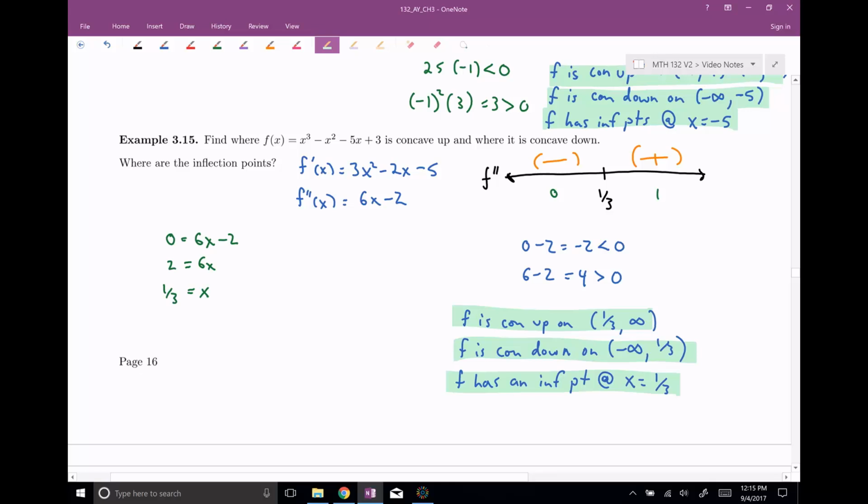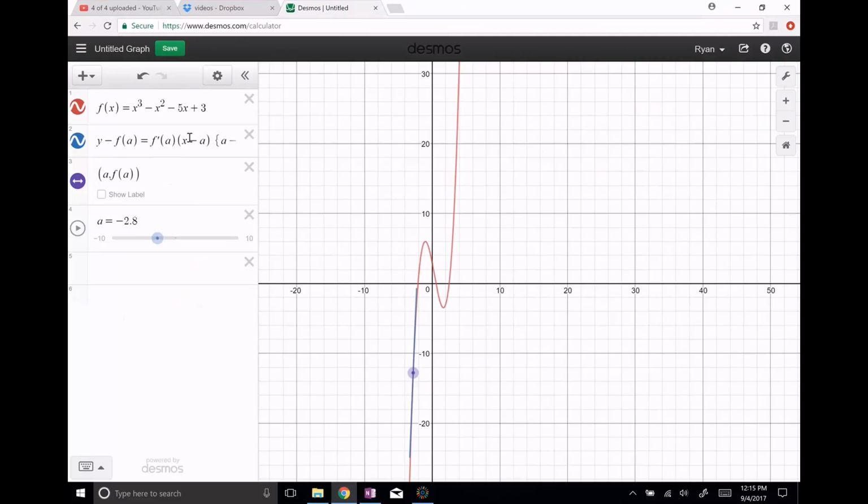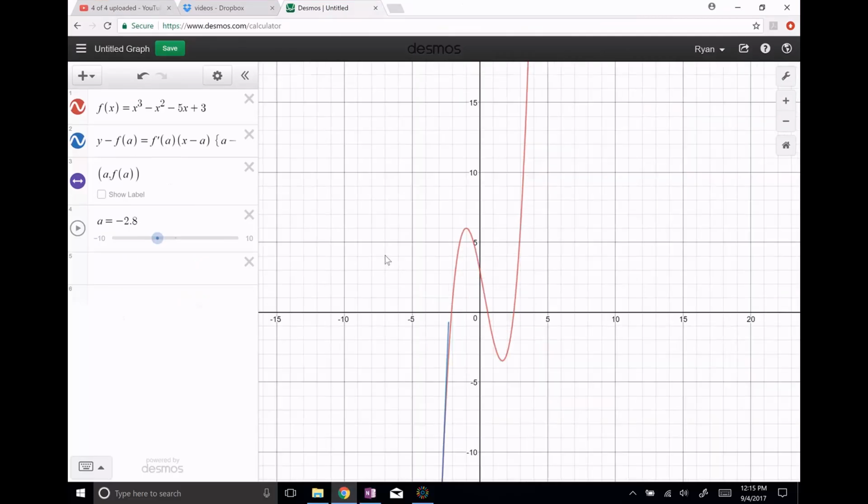And again, we want to recognize what we have done here. I know this just seems like a lot of manipulation of variables and numbers, but let me go ahead and show you really quick on our Desmos what we've done. So here's our nice function, x cubed minus x squared minus 5x plus 3. I graphed the tangent line here, so you can see over here the tangent line is above the function. So the function lies below its tangents. That means it's concave down over here. Concave down, concave down, concave down.